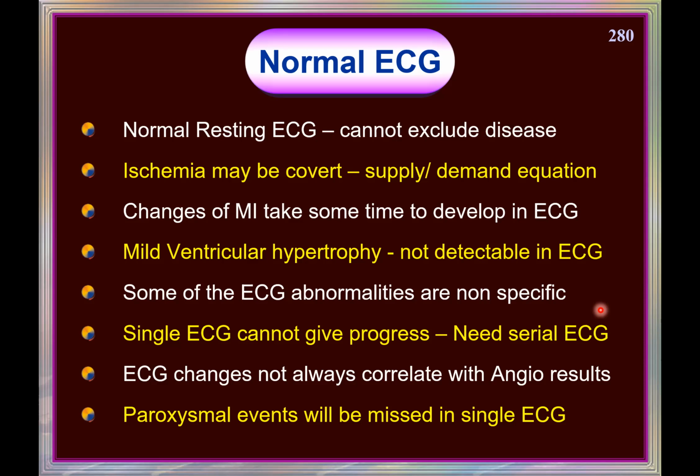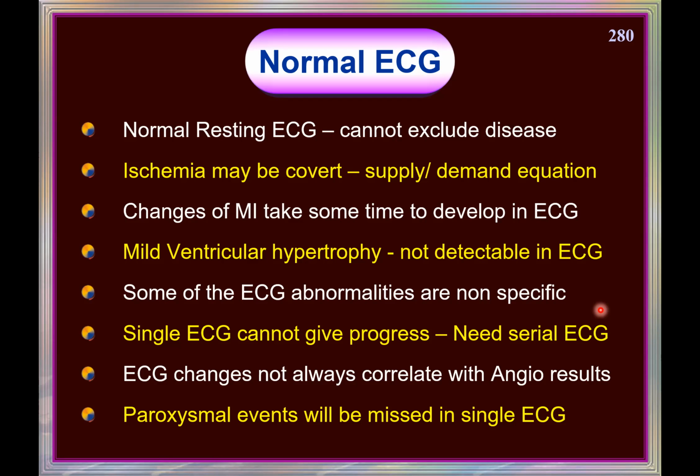Some of the ECG abnormalities are non-specific, so we cannot swear; non-specific T inversions, non-specific changes in the ECG will be there. A single ECG cannot be prognostic, it cannot give you prognosis. Serial ECGs, of course, will tell you whether the infarct is increasing, whether the patient is improving or regressing. ECG changes do not always correlate with the angio results. There is a limitation for the ECG to predict the culprit vessel.